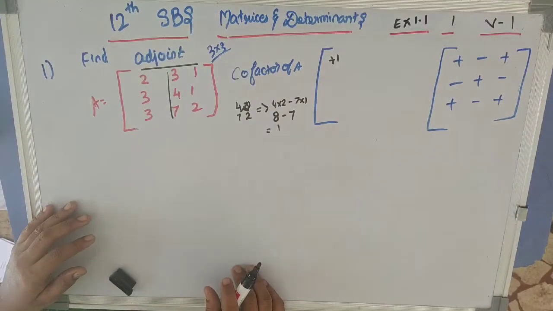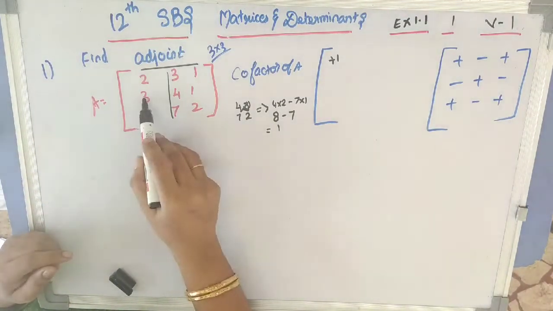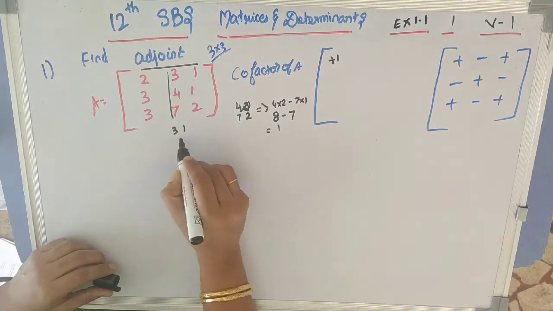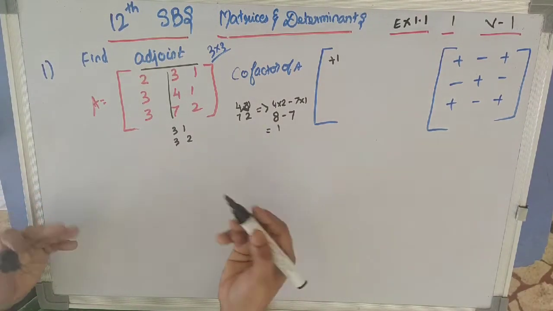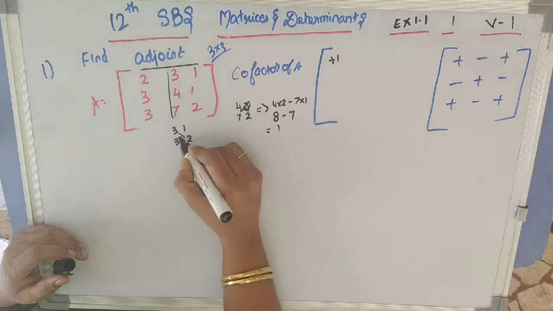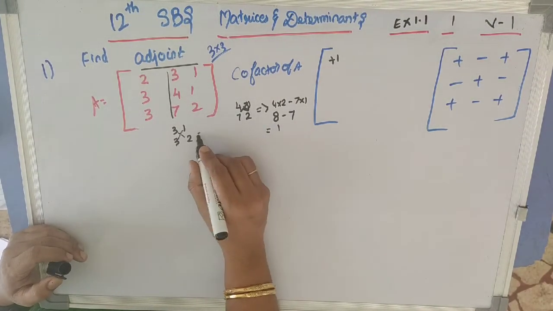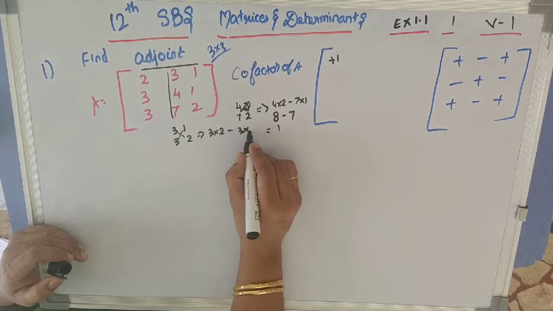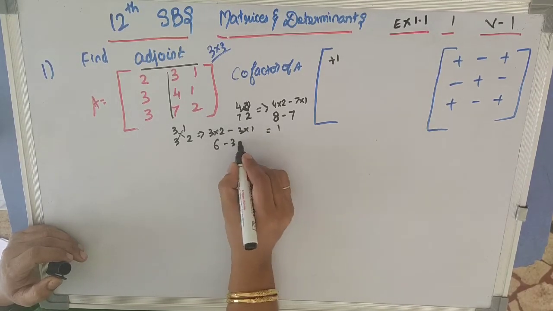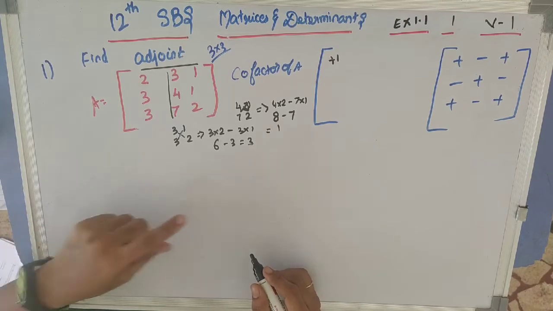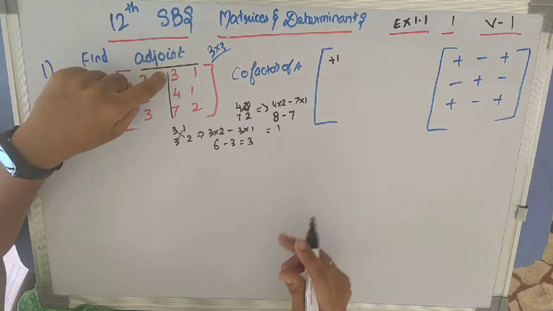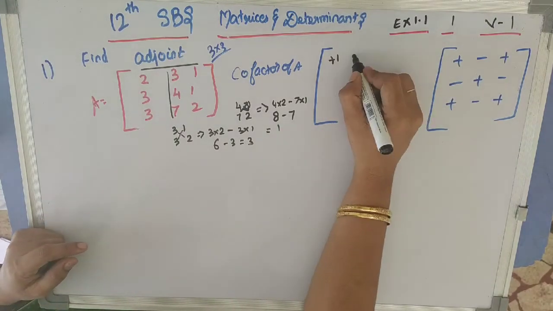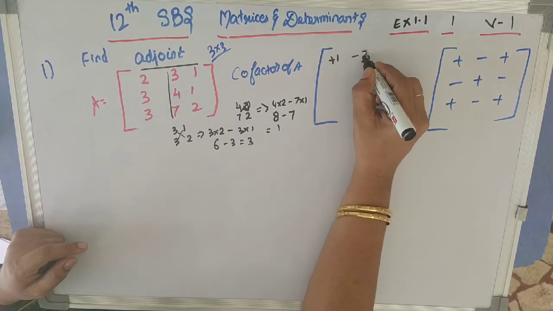So eliminating these numbers, I have 3, 1, 3, 2 as remaining. I am going to calculate the value, that is cross multiply: 3 into 2 minus 3 into 1. That is 6 minus 3, which is equal to 3. Using the sign convention for the place, it is minus. So minus of plus 3 is minus 3.